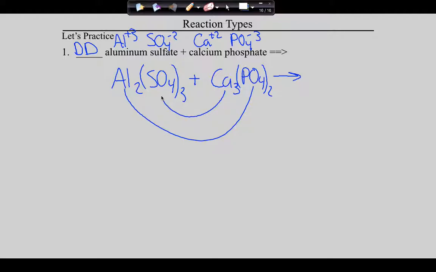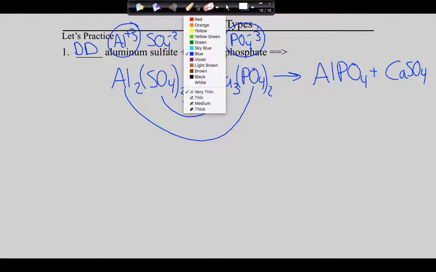So now what we need to know is charges. Ready? Aluminum is +3, phosphate is -3. How many of each do we need? One aluminum, 1 phosphate. Then, guys, the calcium and the sulfate hook up. Calcium is +2, sulfate's -2. How many of each do we need? 1 of each. CaSO4. Now, guys, we need to balance this thing.